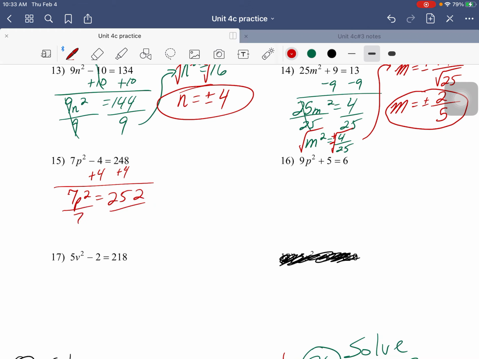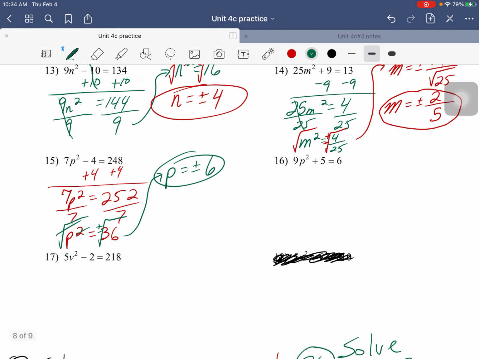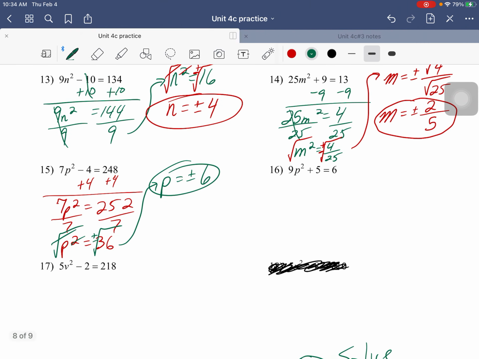252 divided by 7. I'm going to do that on my calculator because I don't know off the top of my head what 252 divided by 7 is. And that's 36. So we get p squared equals 36. When you square root, do not forget the plus minus. There's always a plus minus, and you can bet on any test, always have that. And square root of 36 is 6. So you have a positive 6 and a negative 6. Any test is going to have two answers. Any quadratic has two answers as a solution.